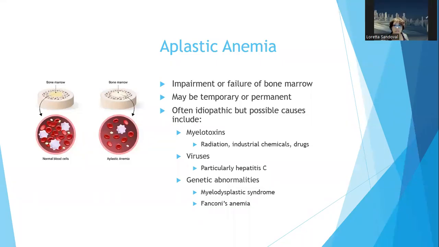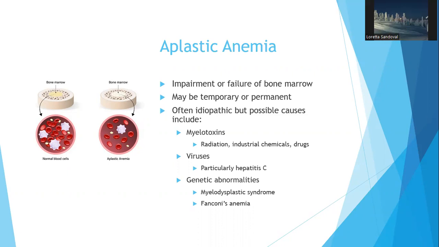Okay, we're still talking about anemias, different types of anemia. So the next type we're going to talk about is aplastic anemia, which results from an impairment or failure of the bone marrow. And failure of the bone marrow leads to loss of stem cells and pancytopenia. Pan is all, cyto is cells, penia is low. So all blood cells are deficient.